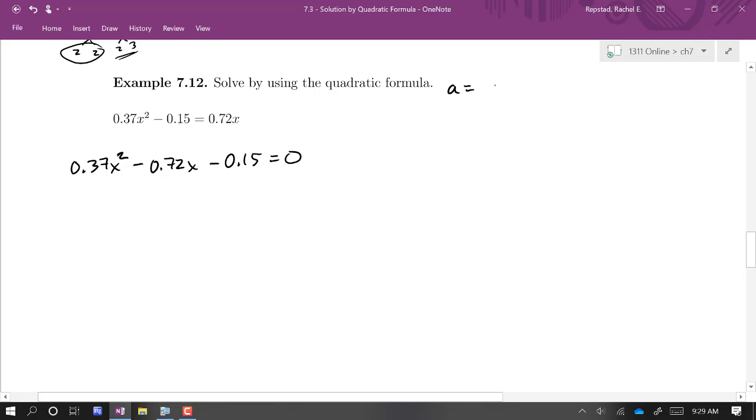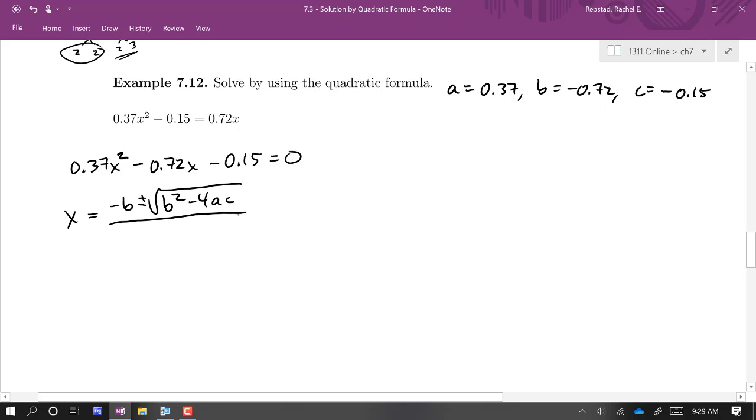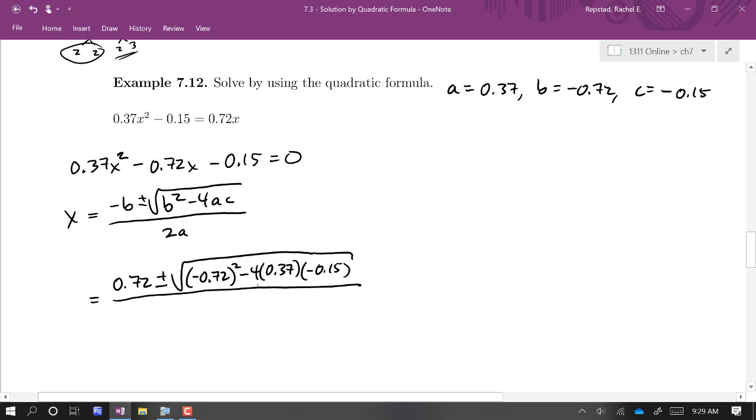Now a is equal to 0.37, b is equal to a negative 0.72, c is equal to negative 0.15. I'm going to write out the quadratic formula. So negative b is a positive 0.72, and then we have b squared minus 4 times a times c all over 2a is 2 times 0.37.